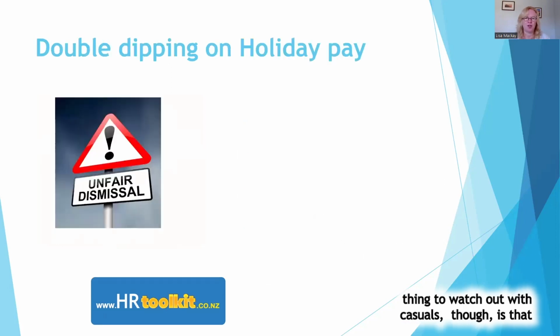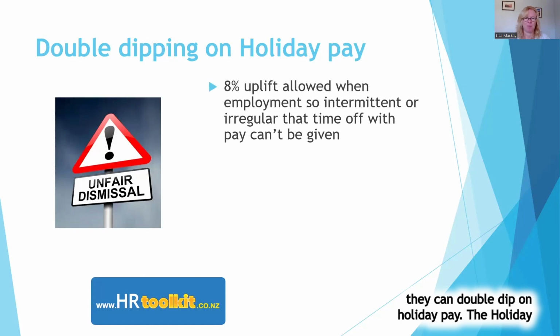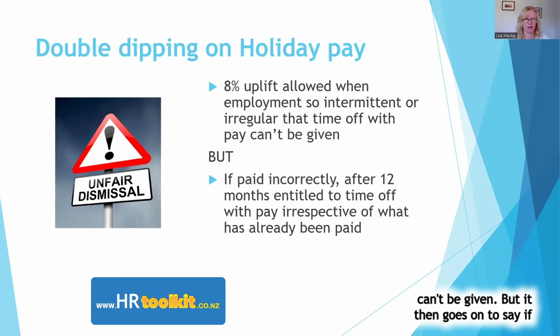And the thing to watch out with casuals, though, is that they can double dip on holiday pay. The Holiday Act says that you can pay them the 8% uplift in their pay instead of them accruing annual leave when the employment is so intermittent or irregular that giving them time off with pay can't be done. But it then goes on to say, if you've paid incorrectly, after 12 months they are entitled to time off with pay, irrespective of what you've already paid them.